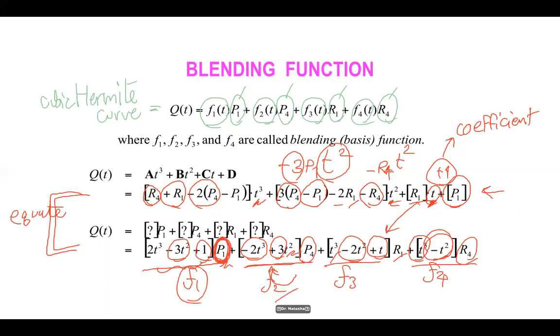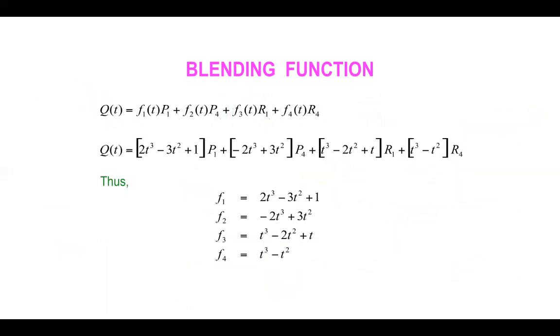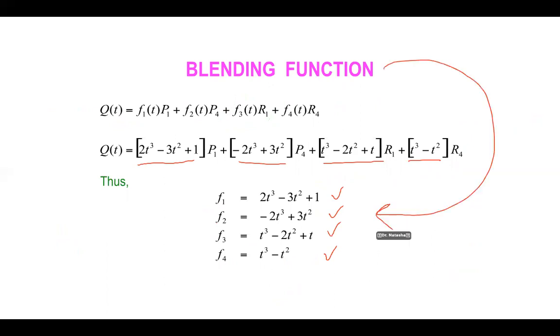We have F1, F2, F3, and F4. So we can have the general form of the Hermite curve in terms of these, right? This is F1, F2, F3, and F4. So we can call these the blending functions of a Hermite curve.